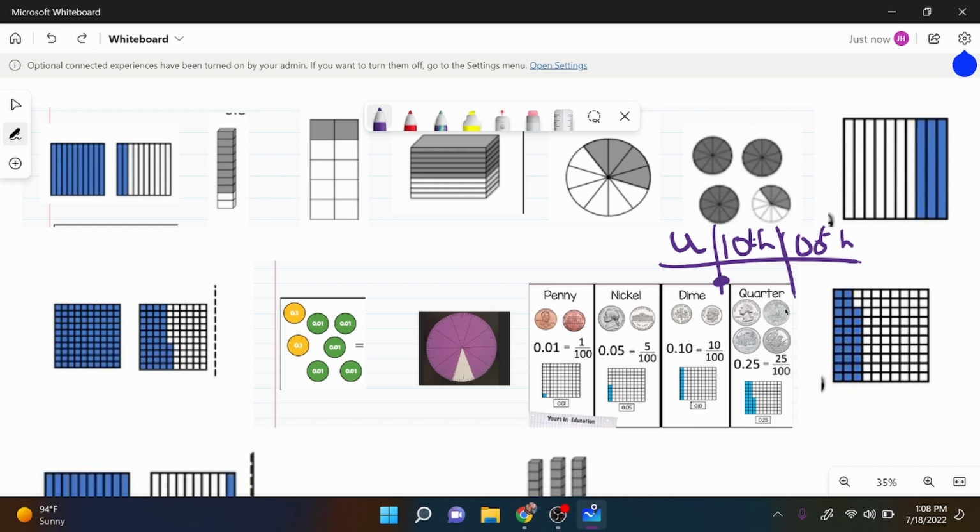Yes, there is no hole. And I have 3 shaded out of 10. So this is 3 tenths. So everything on this top row was tenths. So let's look at the next row.